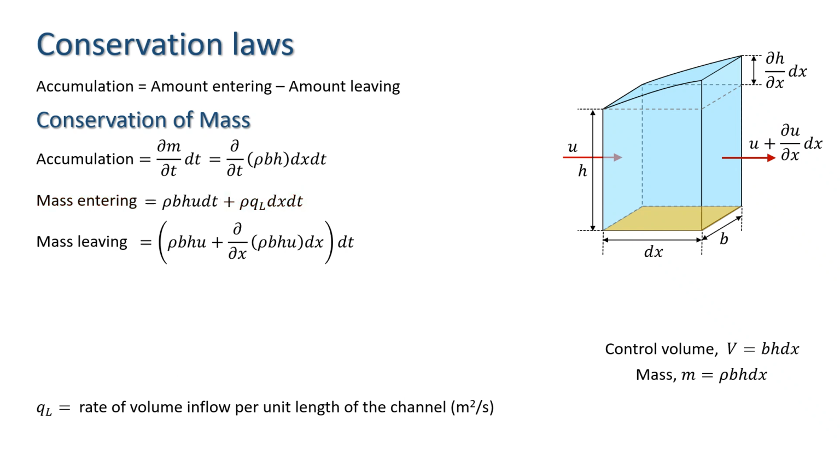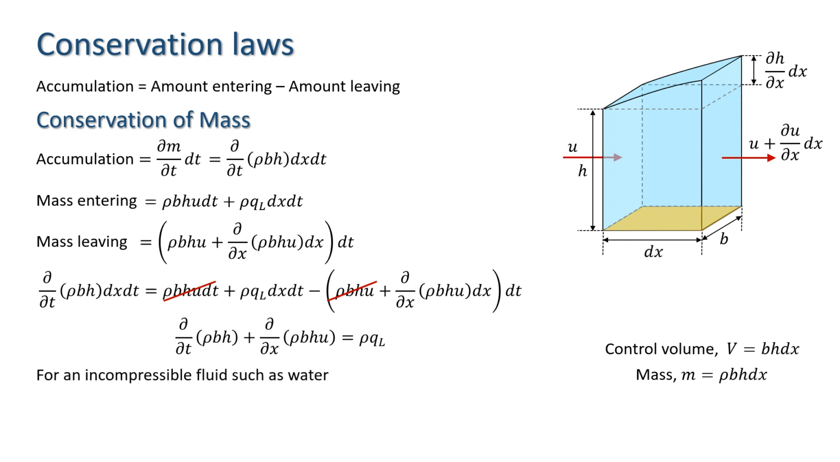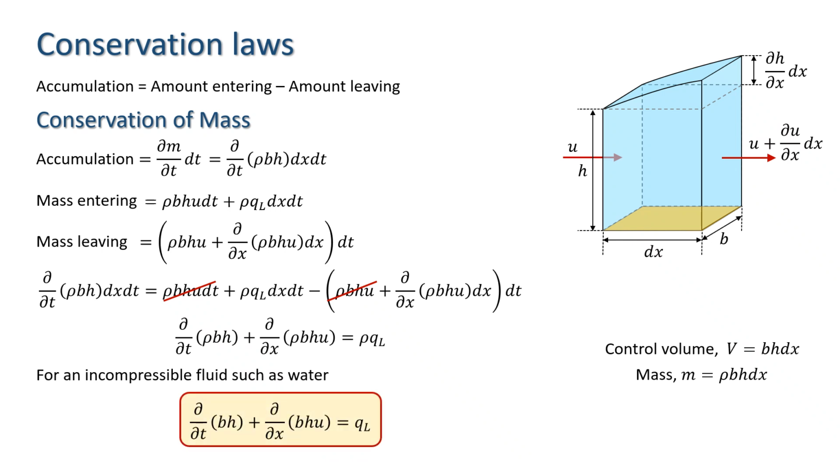The accumulation in this case becomes this. Again, the ρbhu dt terms cancel, and we can divide by dx dt, yielding d by dt of ρbh plus d by dx of ρbhu equals ρQL. For an incompressible fluid, such as water, the density ρ is constant, and we have d by dt of bh plus d by dx of bhu equals QL.